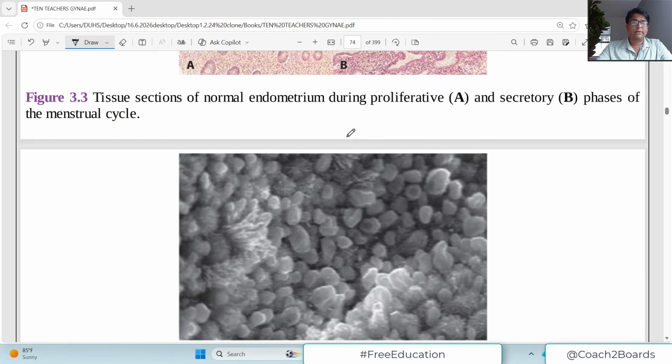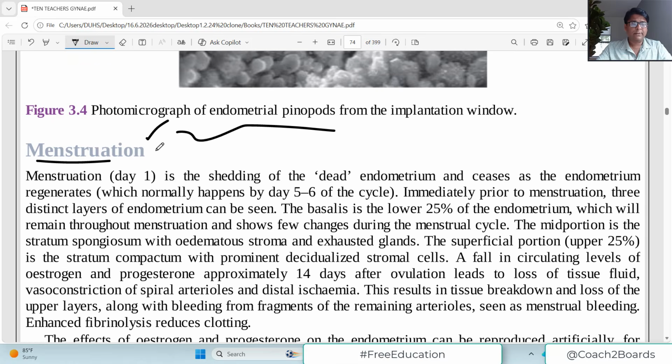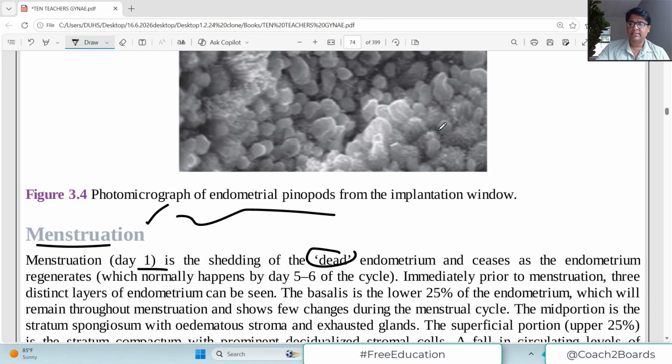So abhi main ye diagram zarur explain karunga, lekin before that let's go through this paragraph of menstruation. So menstruation, day one is the shedding of the dead. So theoretically this is what happens, right? This is ovary, right? And these are infundibulum, dono side pe honge, and then there is uterus.